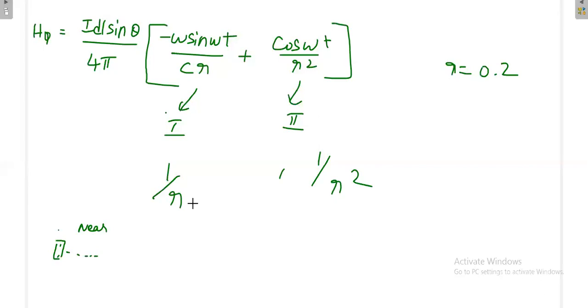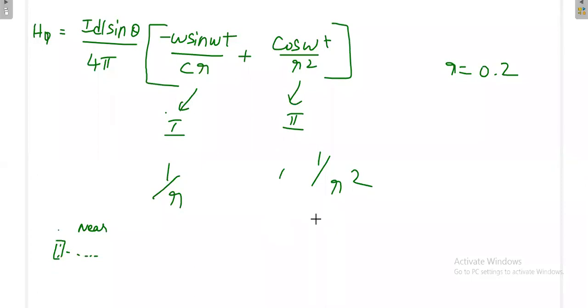Which one will dominate? Which will have the higher value? What is meant by domination? Will the value be higher for this field, or for this field? Don't worry about minus and all. I'm just asking you, you take some value of R which is very, very small, then you calculate 1 by R or 1 by R square, which value will be high? Which one will be higher, sir? Second, sir. Yeah, second one.